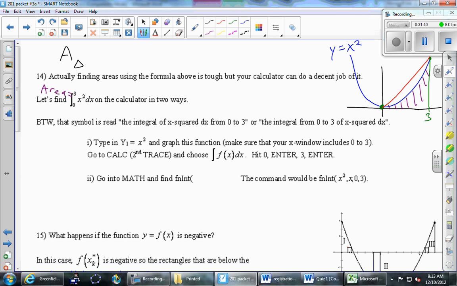So the area of a triangle is half of the base times the height. Half of, what's the base? It's 3. What's the height? It's 9, or 3 squared. So this is 27 over 2, which is 13.5.